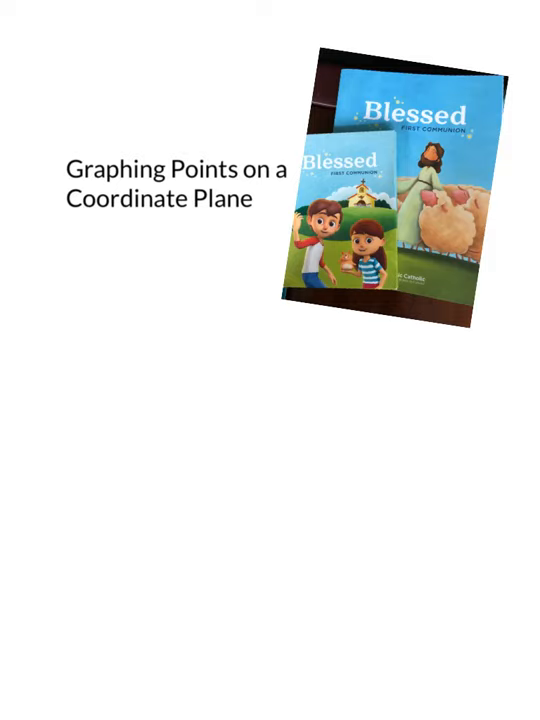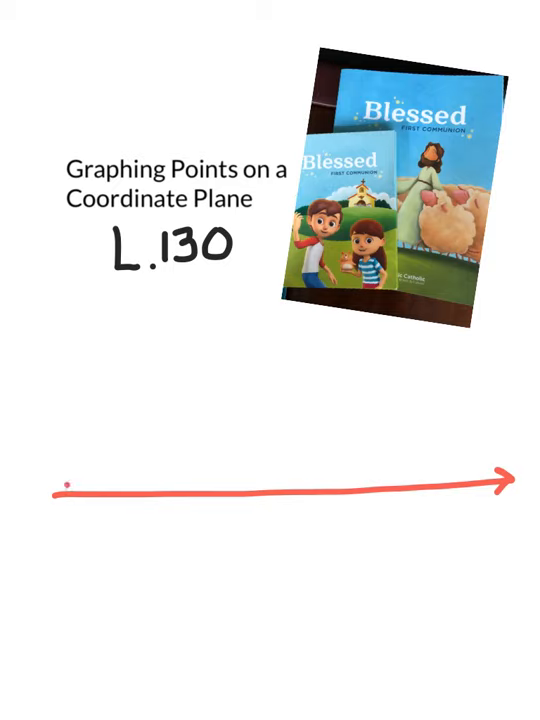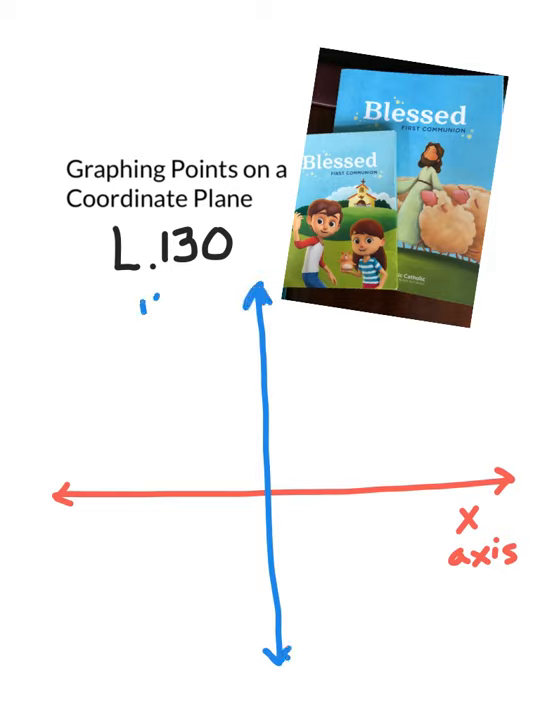This is lesson 130 in our math, and we're talking about the coordinate plane again today, like we were in our last lesson. Let's review really quickly. Remember that the coordinate plane has two lines that cross each other. The one that goes horizontally is called the x-axis. Do you remember that? And the line that crosses it going vertically is called the y-axis. And where they cross each other, that's called the origin.